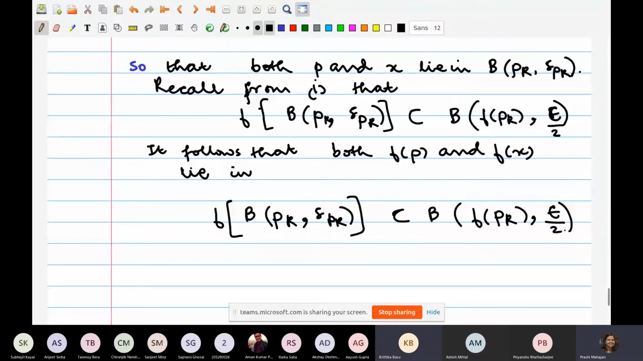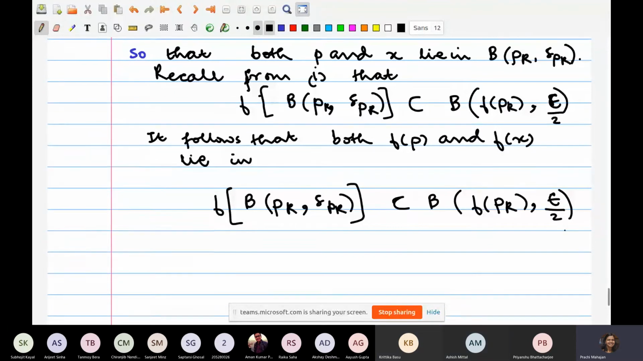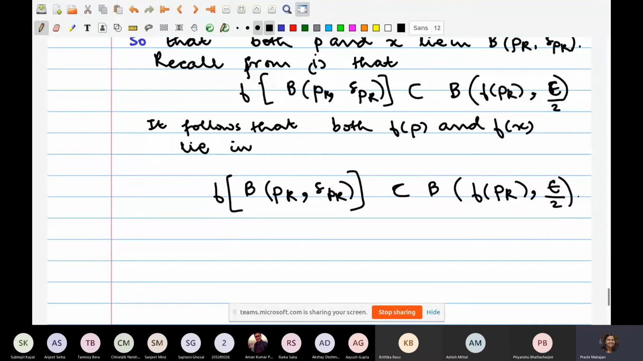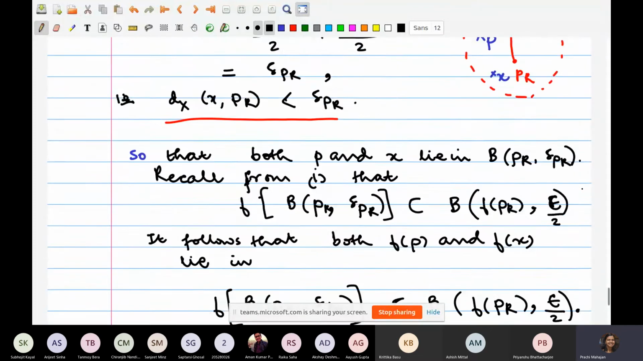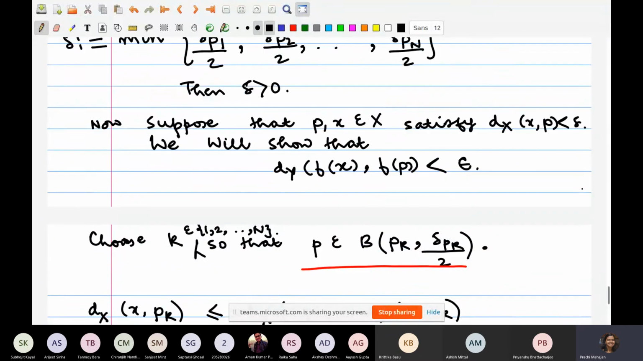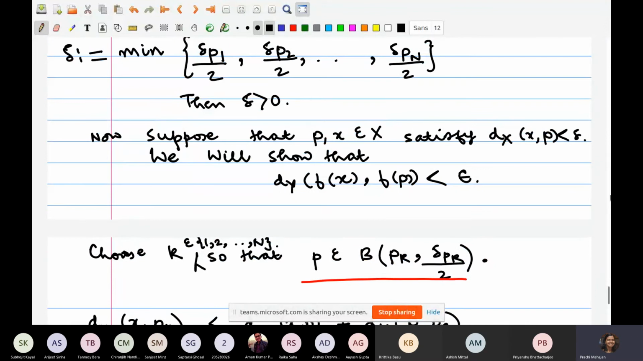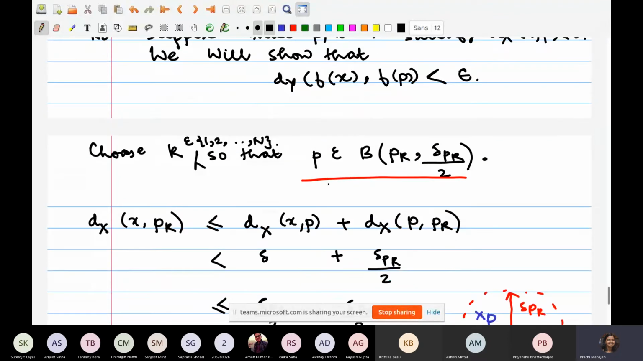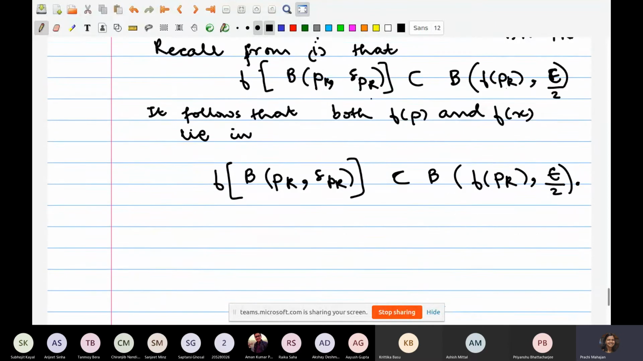Yes, ma'am. Okay. Now finally, the one final step is, what remains here? See, what are we starting out with? We started with any 2 points P and X, which are at most delta distance apart. We have to show that their images, Fx and Fp, are at most epsilon distance apart. This is the final thing that remains. So let's estimate the distance between Fx and Fp now.